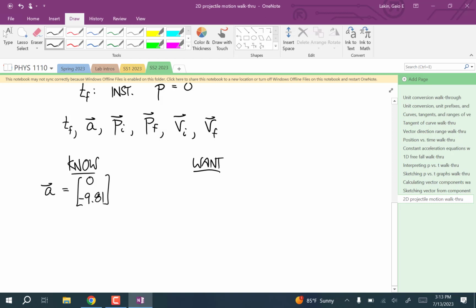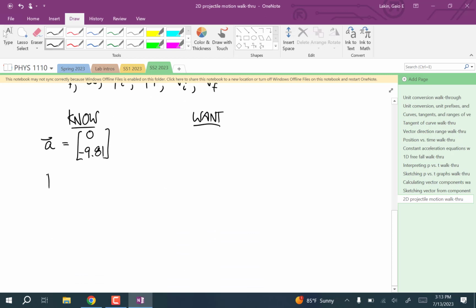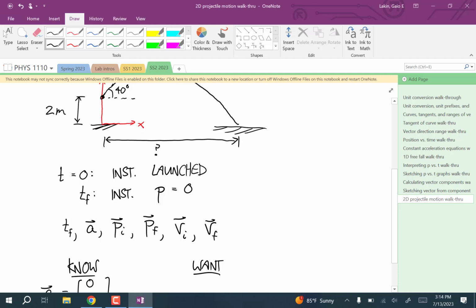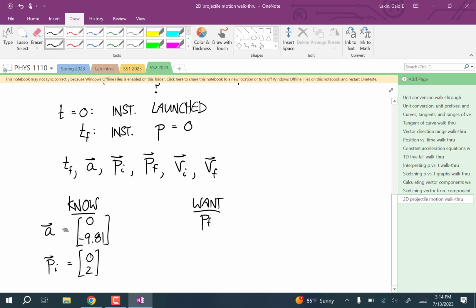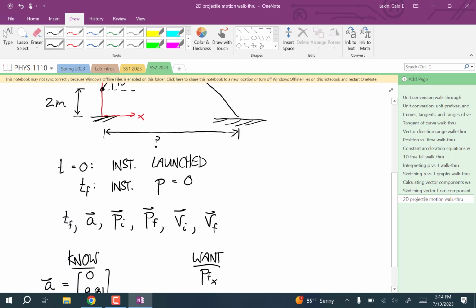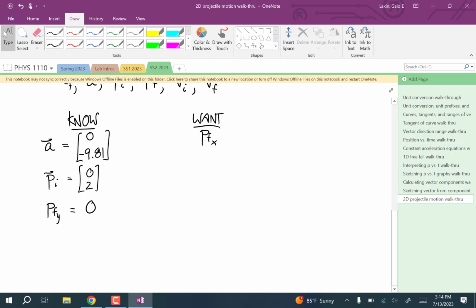Do we know the initial position, the position at time equals 0? Yeah, we do know that. That is just the coordinates of the object at time equals 0, so that's just this spot right here. So that's 0 for x and 2 for y. Do we know the final position? Well, what we're trying to find is the final x position. So we don't know that, but we do know the final y position. Let's see, I was a little sloppy with this. When I said what our time final is, we can think of the height being equal to 0. So what does that mean? That means that we know that P final y is equal to 0. But we're trying to find P final x.